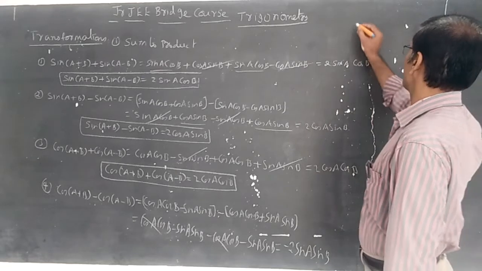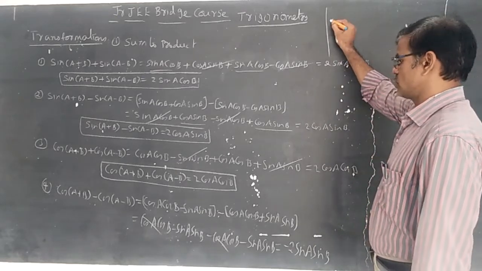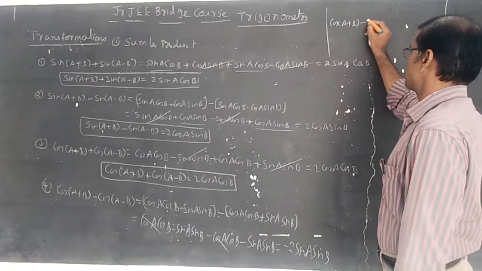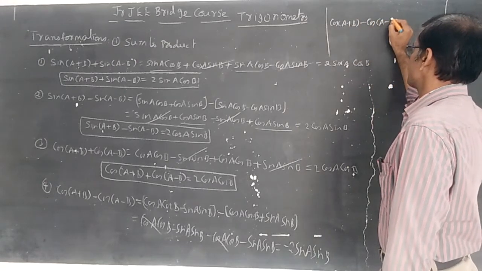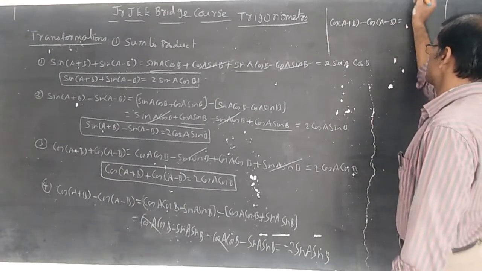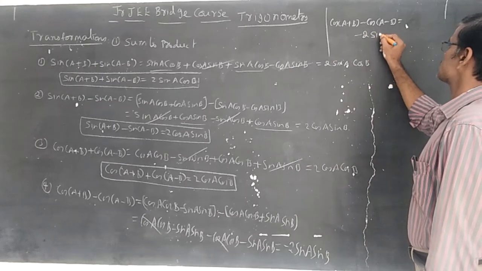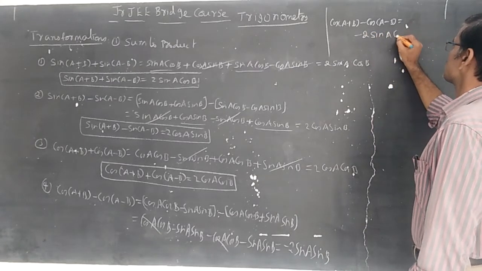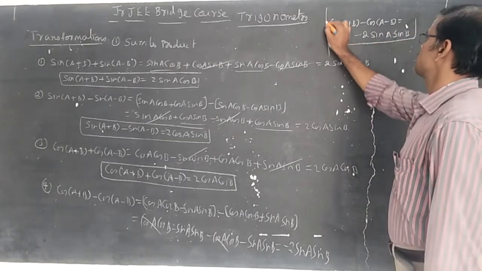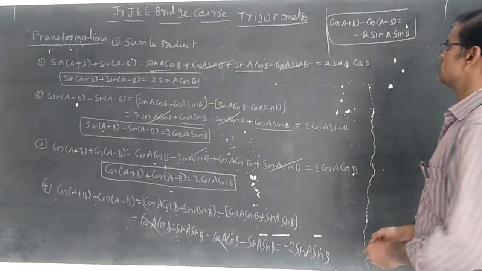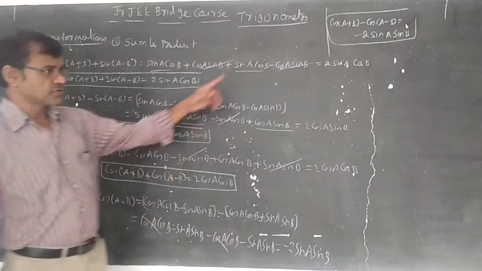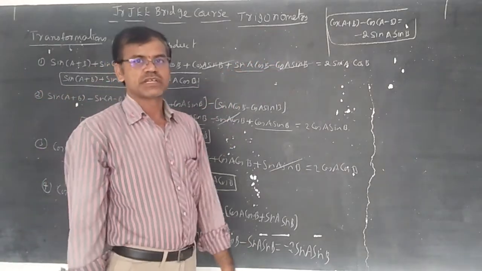So we can write the formula. Therefore, cos of A plus B minus cos of A minus B becomes minus 2 sin A sin B. Depends upon this one, cos of A plus B minus cos of A minus B, we can write the formula as minus 2 sin A sin B.